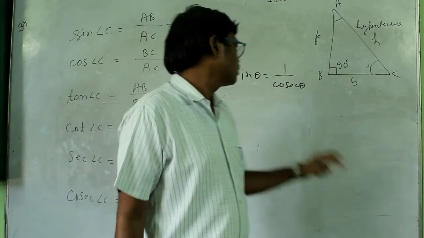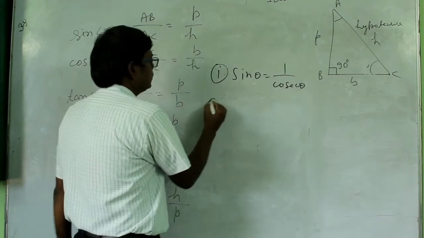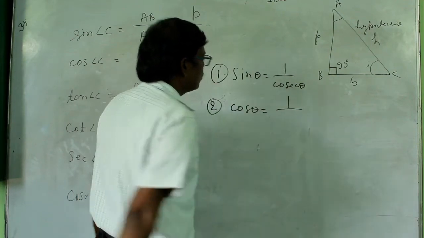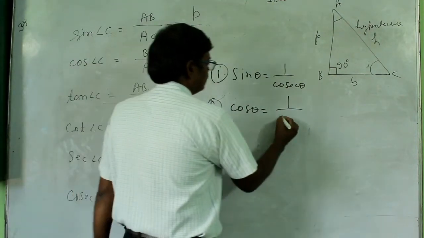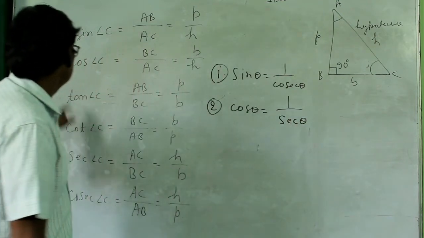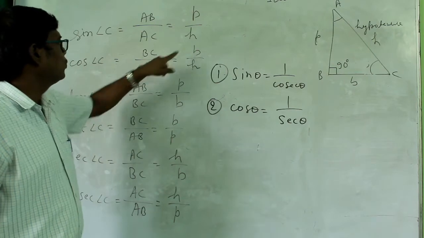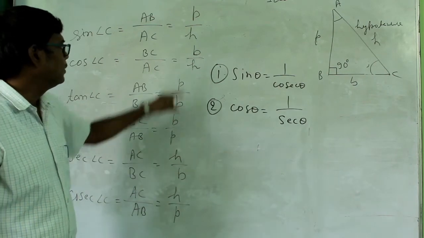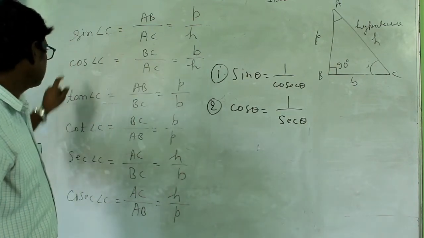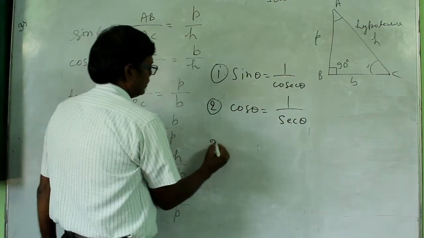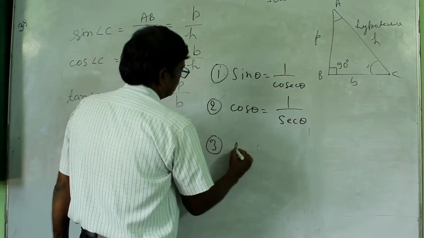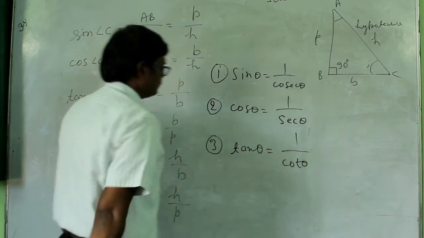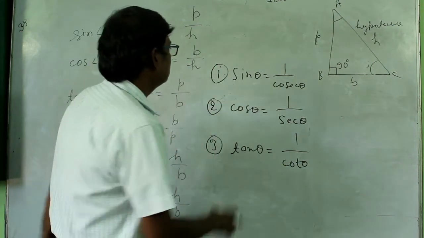So sin theta equals 1 by cosec theta. Number 2 is cos theta equals 1 by sec theta. You can see that cos of angle C equals B by H, and sec of angle C equals H by B. B by H, H by B. So cos and sec are reciprocals of each other. Then next, you can write tan theta equals 1 by cot theta. And also you can now reverse.